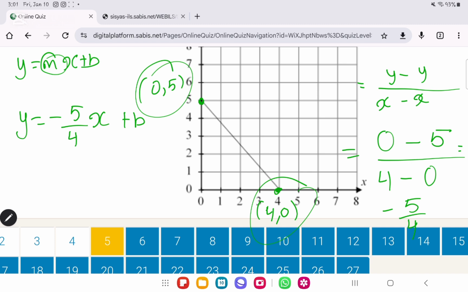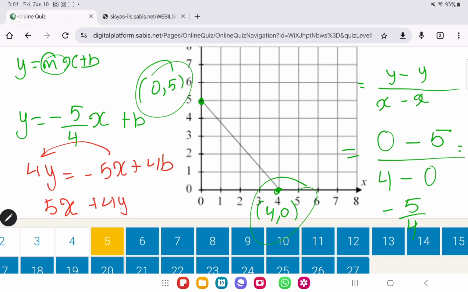Now, we cannot keep it as a fraction. Usually it's not preferred to keep it as a fraction. We need it to be a whole number. So to make it a whole number, what we are going to do is multiply the full equation by 4. So it becomes 4y is equal to minus 5x plus 4b. Then we moved the minus 5x to the other side and we got 5x plus 4y is equal to 4b.